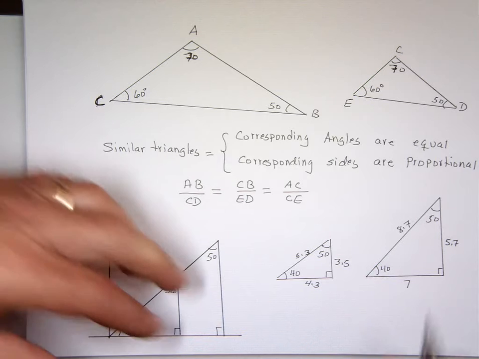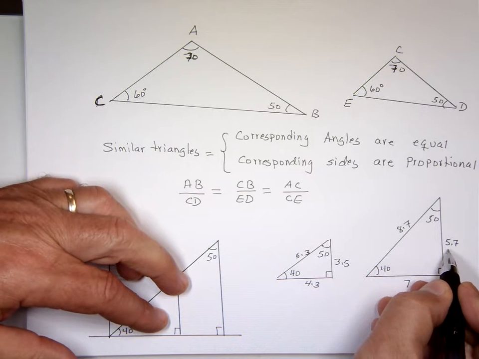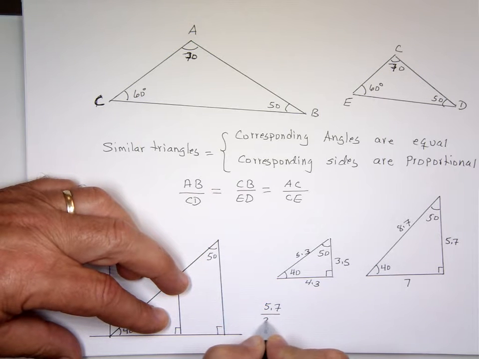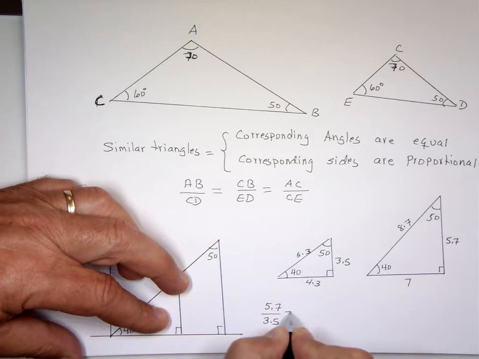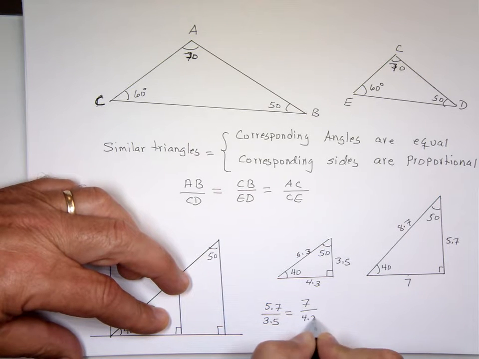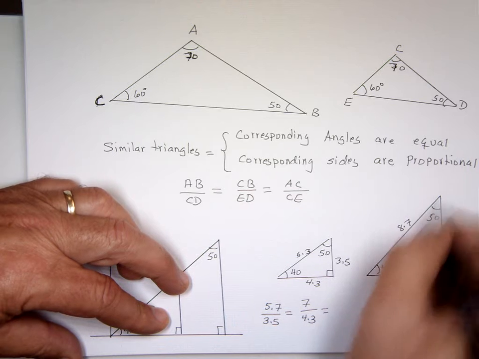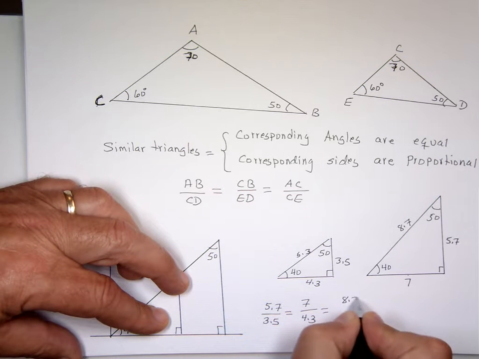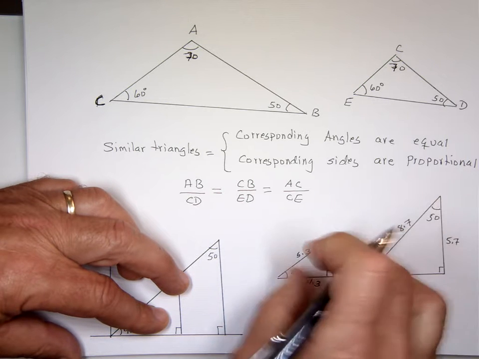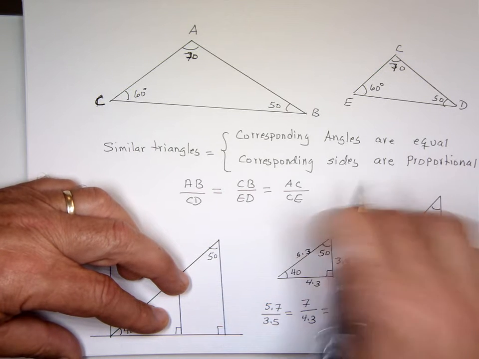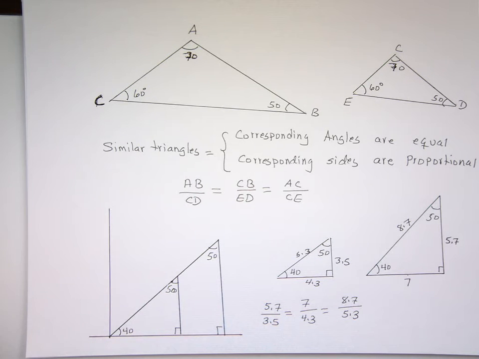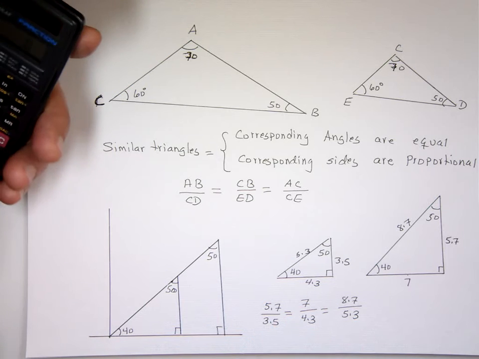So if I take this side for the big triangle to this side, the 5.7 to 3.5, that ratio should be very close to this side, which should be the same as this side, which is 8.7, to that side, which is 5.3. The length of this to the length of that should be the same as this to this, the same as this to that. Let me divide them on my calculator and see if I'm close enough.